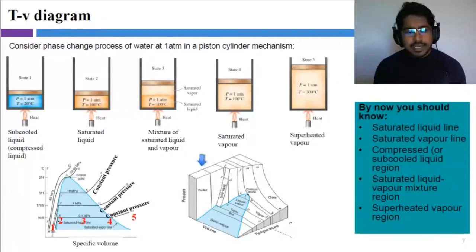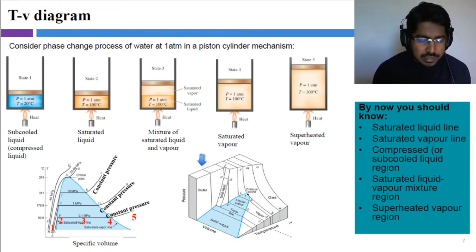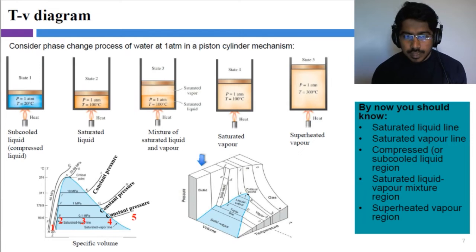So now we come to TV diagrams. When you look at the PVT surface from above, you can draw the TV diagram, right? So let's try to interpret a process. Now you have a piston cylinder mechanism, and it's important to note that the piston is not constrained. It's free to move, right?